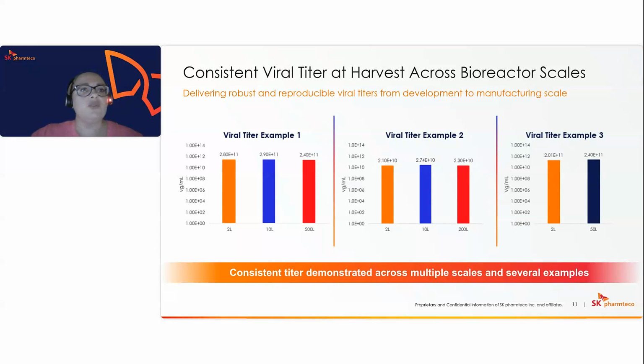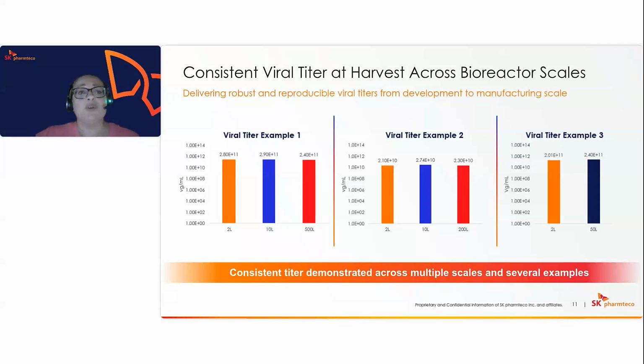And we can see here across 2 liter, 10 liter, 50, 200, and 500 that the overall titers remain tightly aligned with each example indicating a robust and reproducible process. We've also used the AMBER 250 for early development and late phase development here with very comparable productivity. So for adenoviral vector manufacturing, maintaining that viral titer during scale-up is crucial because productivity can be highly sensitive to process conditions like mixing, oxygen transfer, infection timing, and cell physiology.